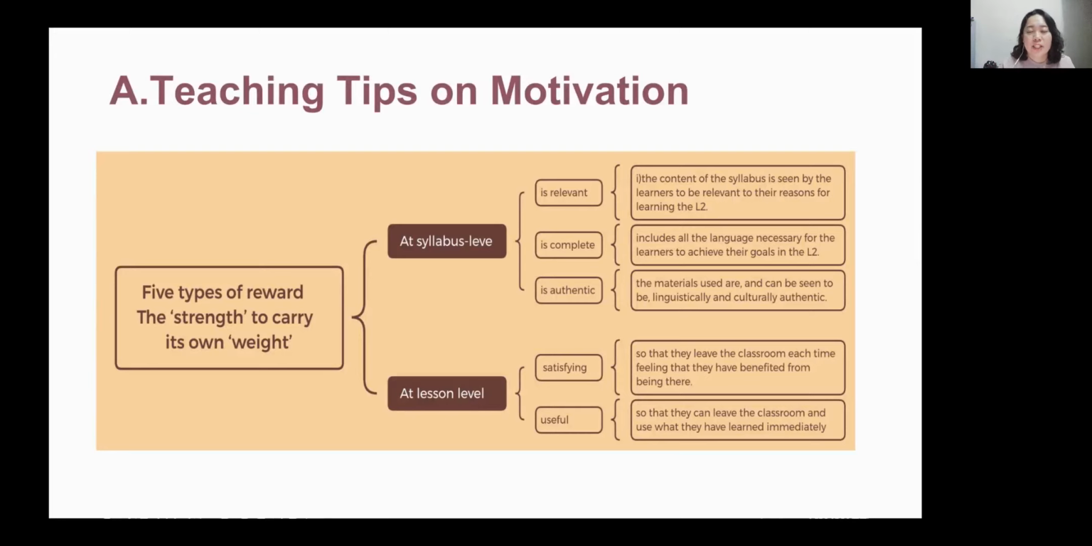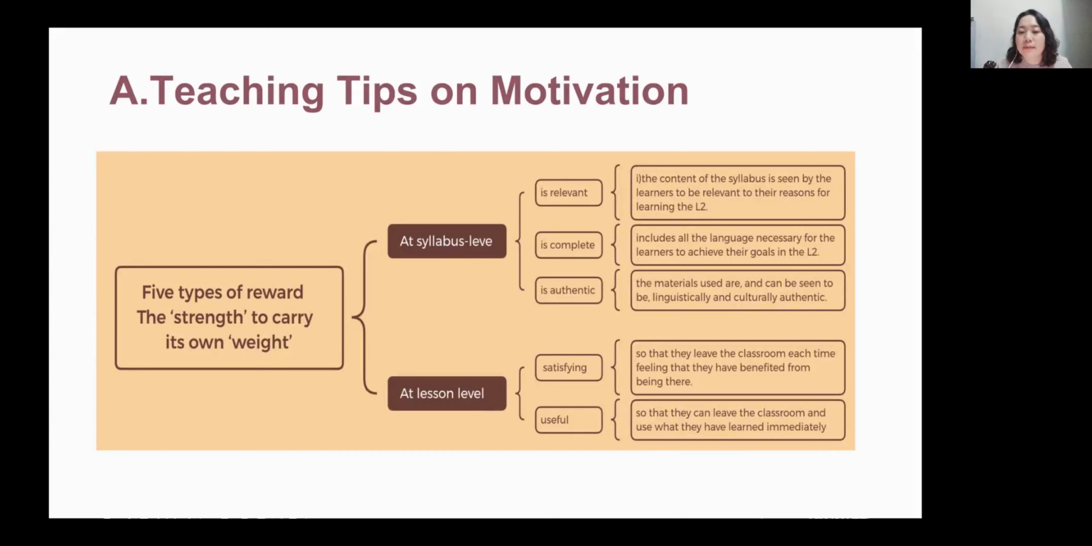Now let's come into detail. The content of the syllabus is seen by the learners to be relevant to their reasons for learning the second language. Is complete, includes all the language necessary for the learners to achieve their goals in the second language. Is authentic. The materials used are and can be seen to be linguistically and culturally authentic.